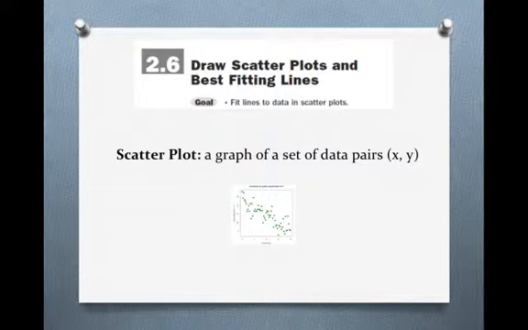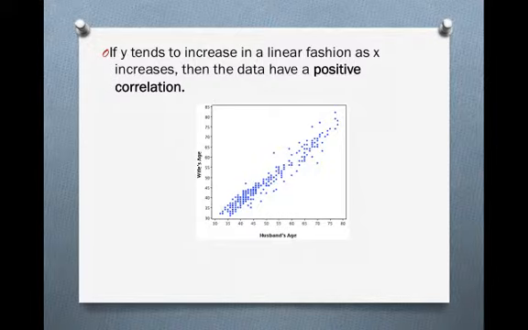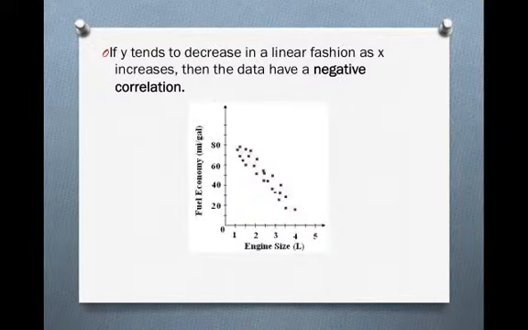Okay, a scatter plot is a graph of a set of data pairs x, y. You just graph what you see in your ordered pairs. If y tends to increase in a linear fashion as x increases, then the data have a positive correlation. Correlation refers to a linear relationship. So if the slope of the line that would go through the data would be positive, then there's a positive correlation. And so that means that as x gets bigger, y gets bigger. And conversely, as x gets smaller, y gets smaller.